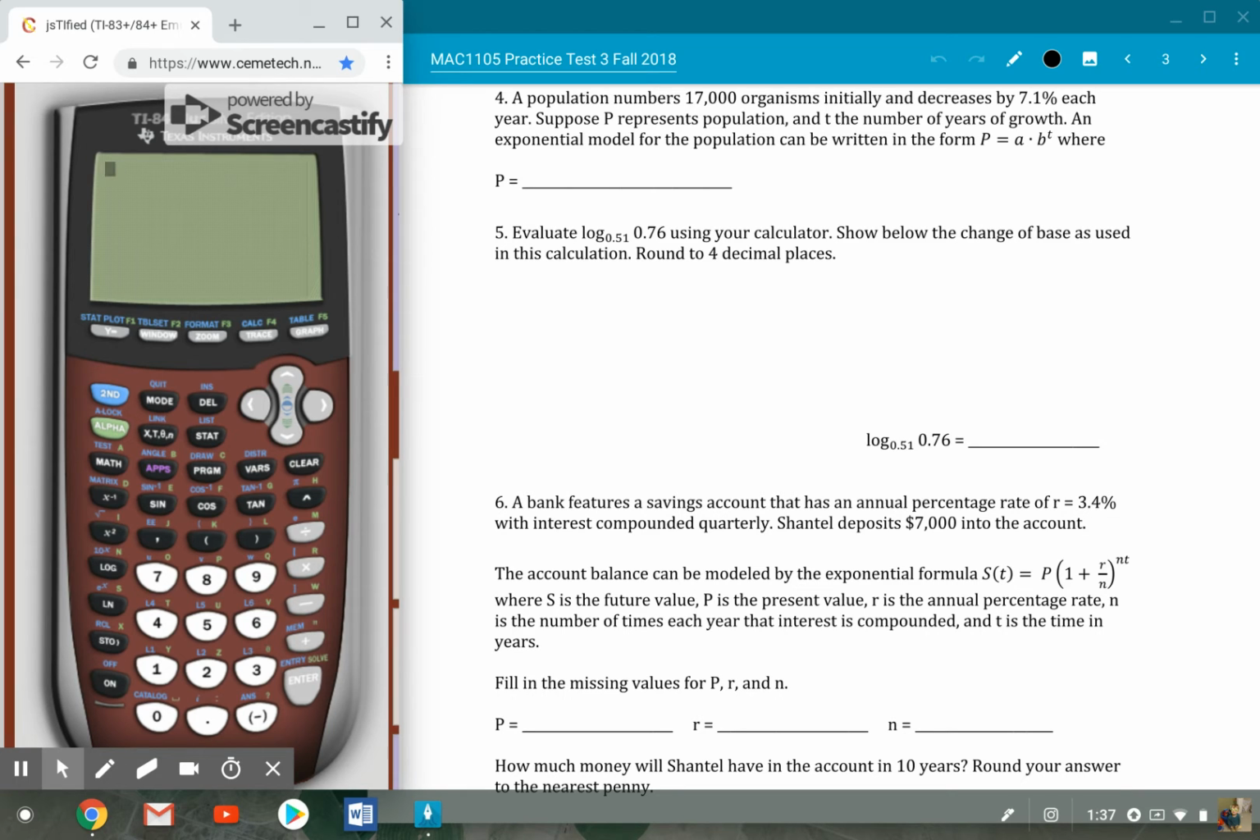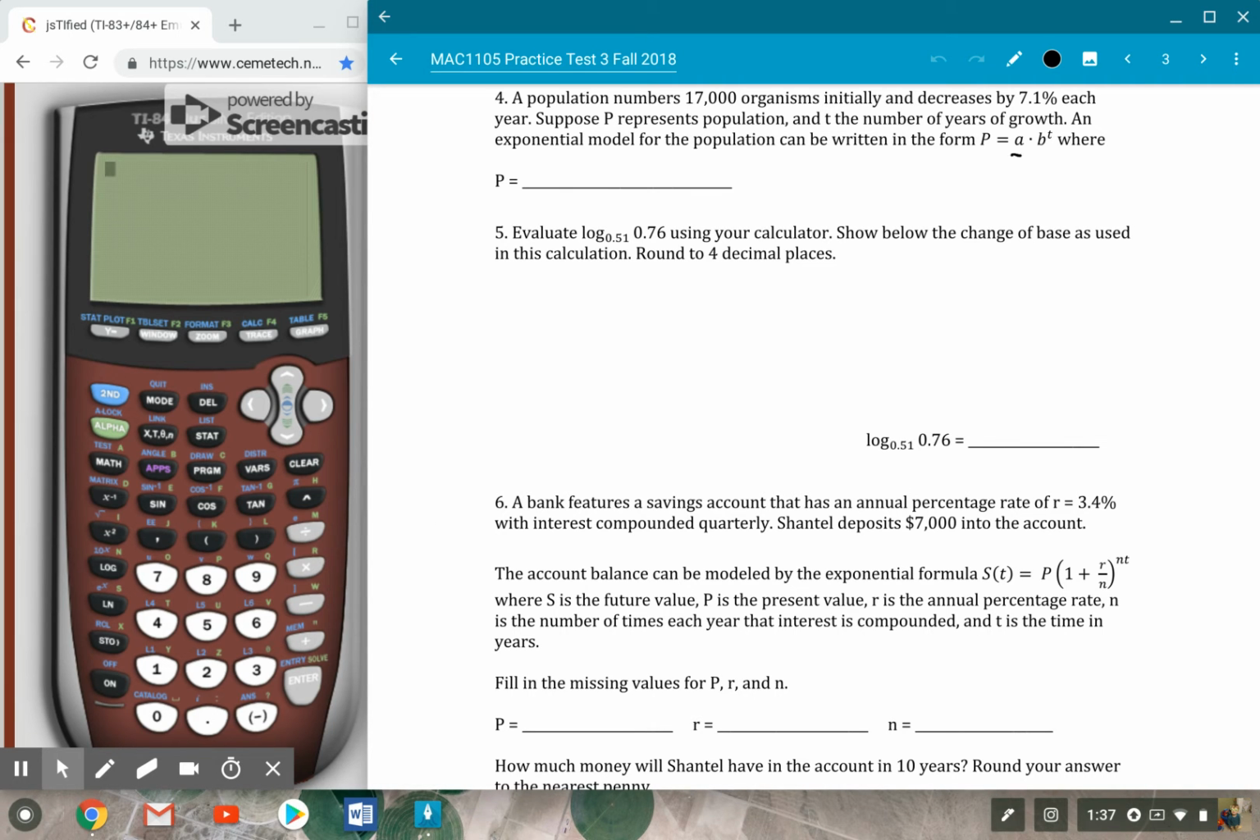So to fill this in, we had an example like this in the notes. This A, this is your initial starting amount. So we started with 17,000. And now be careful with your B. It's all about the percentage that's left. So if it's decreasing by 7.1%, we could say 100% minus your 7.1%. That's going to give you 92.9%. So if I'm decreasing by 7.1% each year, I'm left with 92.9% each year. So it would be 0.929 as my B raised to the T. Just like that, number 4 is done.